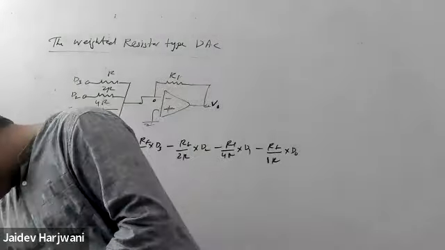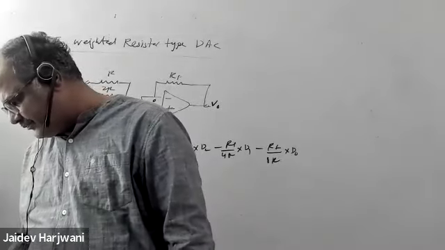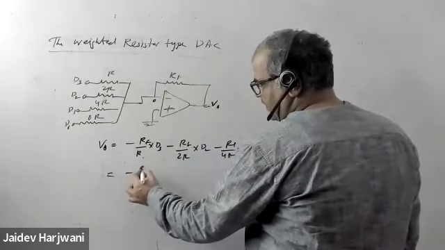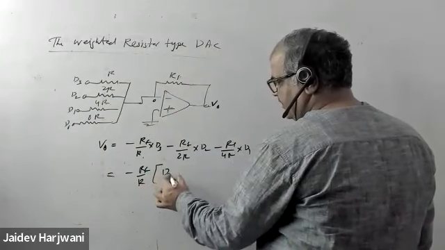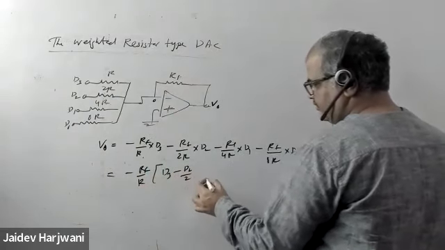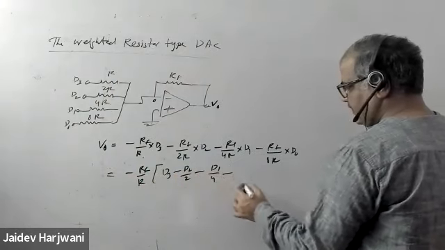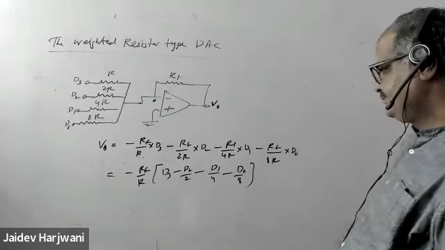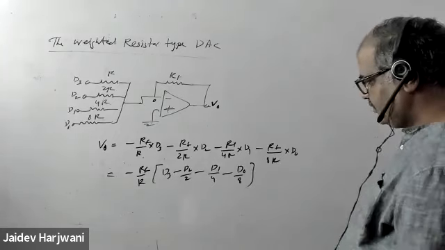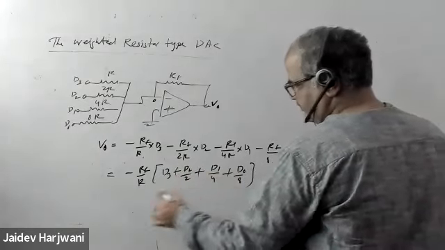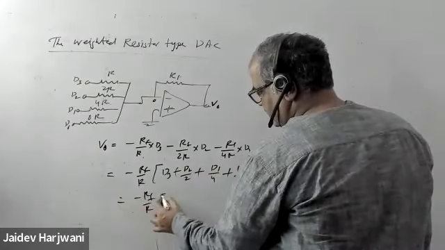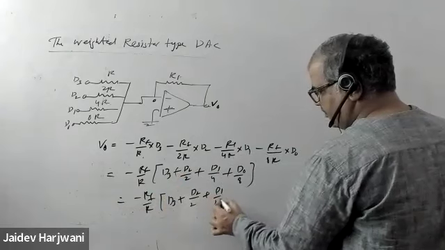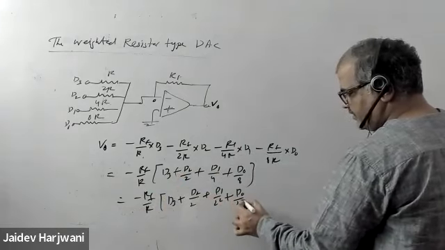So if I take minus RF upon R common, this becomes D3, this becomes D2 upon 2, this becomes D1 upon 4, and this becomes D0 upon 8. So minus RF upon R times D3, D2 upon 2 power 1, D1 upon 2 power 2, D0 upon 2 power 3.